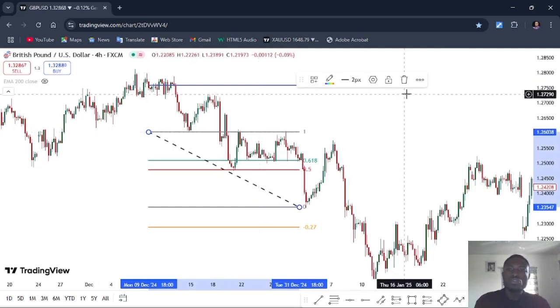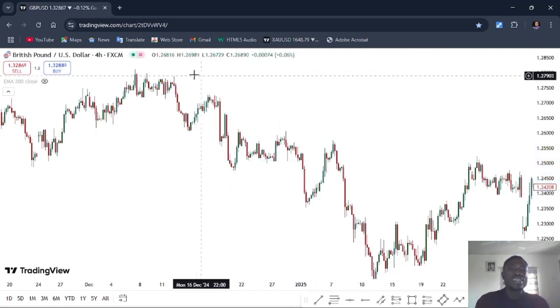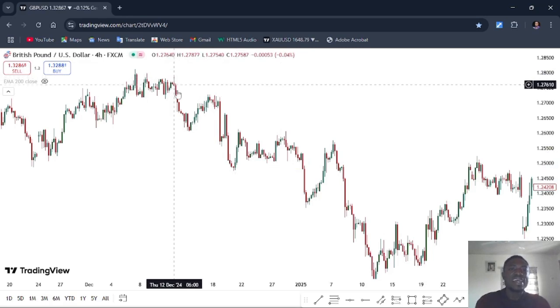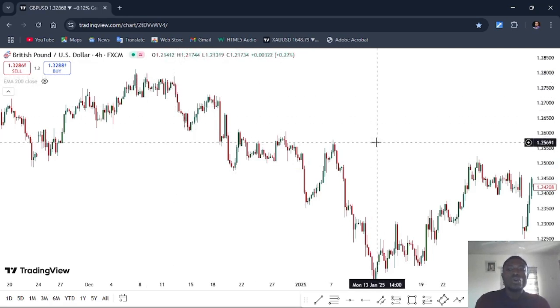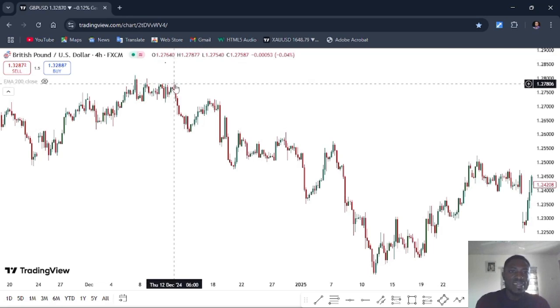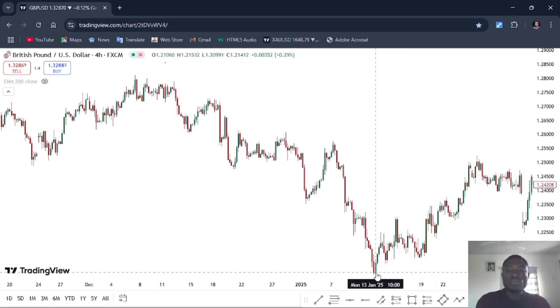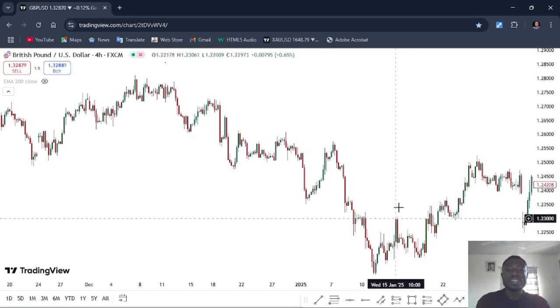Now, how do I draw the Fibonacci? On a downtrend, you connect the recent high and the recent low. I repeat, on a downtrend, you connect the recent high and the recent low, while on an uptrend, you connect the recent low and the recent high.